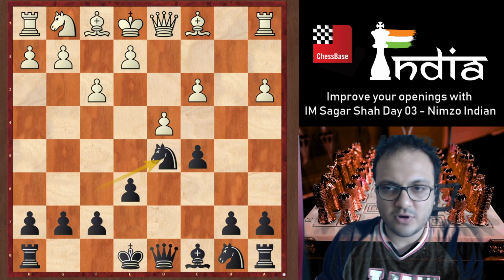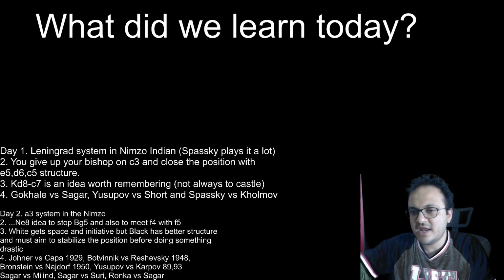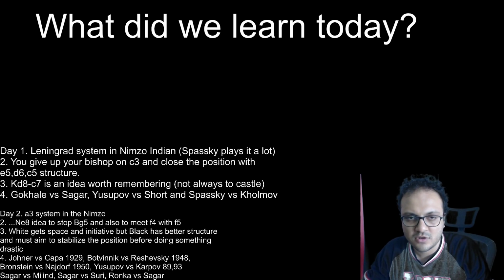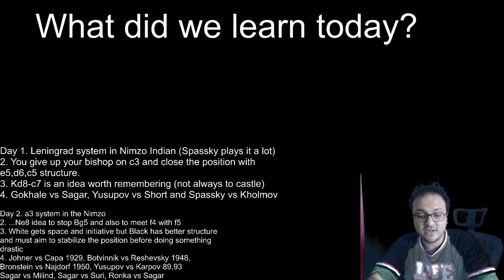Okay, let's just recap whatever we have learned today. What did we learn today? We learned on day 1 Leningrad, on day 2 the a3 system, and now on day 3, let's write down what we have learned, because that is always very useful. So day 3 is about Saemisch. I can say Botvinnik Capablanca is what we learned.